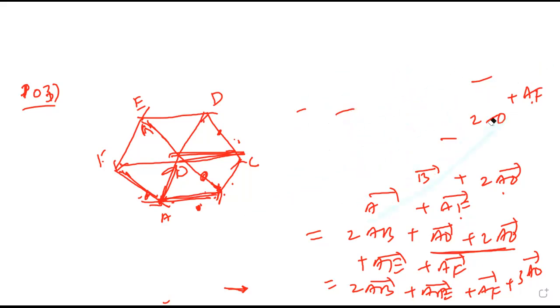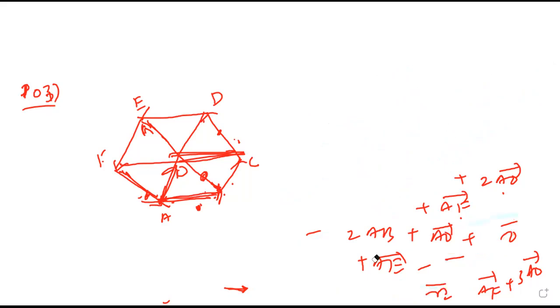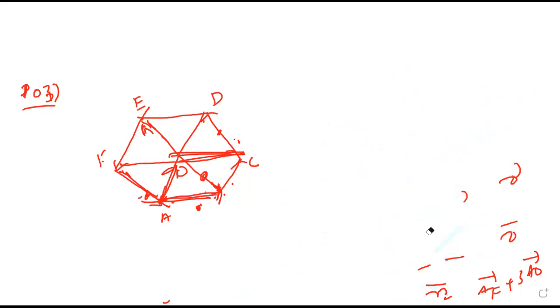Sir, it should be 2 AB. 2 AB plus 4 AB plus 9. No, 2 AB is split, na? AB we had done. AB and AF we added to make AO.